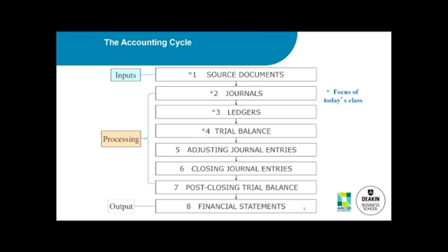This is another way of looking at it. If we break it down into 8 steps, we have the source document, the journal, the ledger, the trial balance, the adjusting entries, the closing entries, the post-closing trial balance, and then the financial statement. So we will be going through all of those things during the course of this unit. But today's class will be just looking at the first 4.